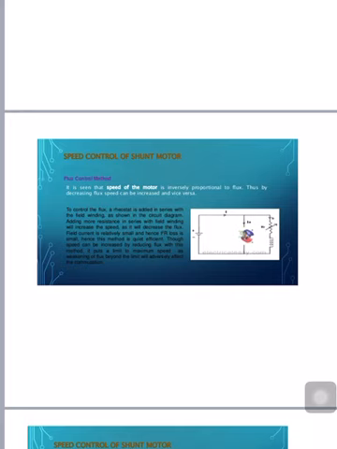Observe the diagram. Speed of the motor is inversely proportional to the flux. That is, by decreasing the flux, speed can be increased because it is inversely proportional. So, speed control of DC shunt motor, that is the flux control method.